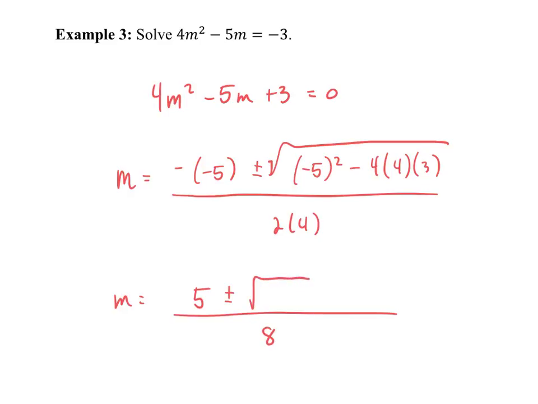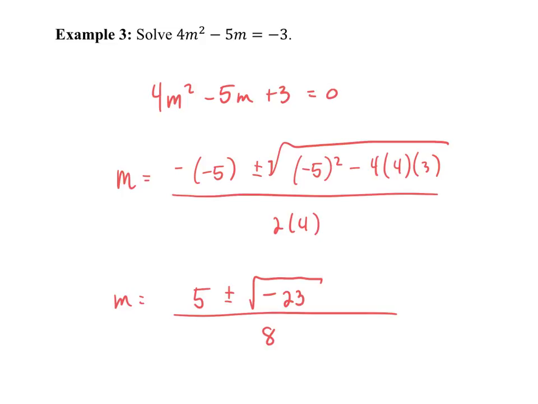And then the question becomes, what's under the radical? Now, this is going to be negative 5 squared, which is positive 25. Make a point to note that this is a positive. And that's going to be 25 minus 48. 4 by 4 is 16, 16 by 3 is 48. So it's going to be 25 minus 48. We have to consider that we're going to get a negative quantity underneath the radical. Again, 25 minus 48 is negative 23.